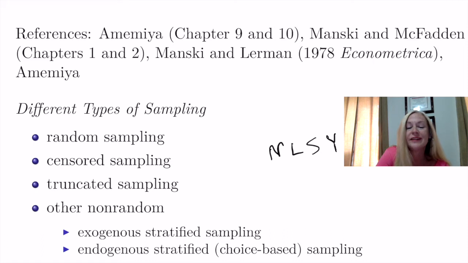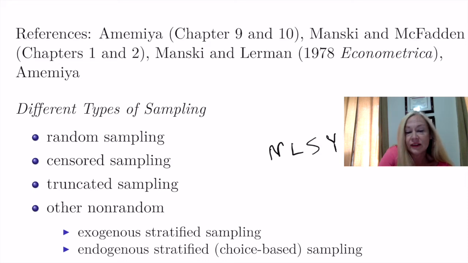Whether stratified sampling is exogenous or not depends on what you're analyzing. If you were analyzing fertility and you had a model of how people choose how many kids to have, then if your sampling was on the basis of fertility, that would be endogenous. But if you're studying something else, and you're taking fertility as exogenous, then you would consider it exogenous sampling.